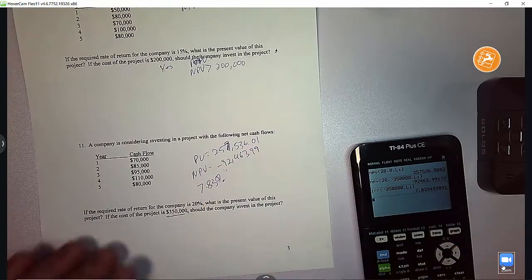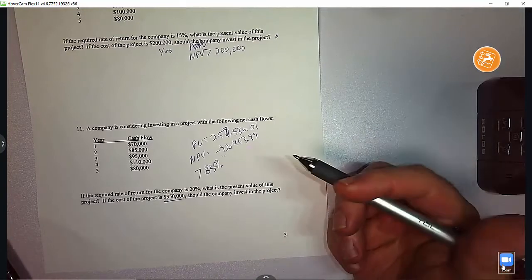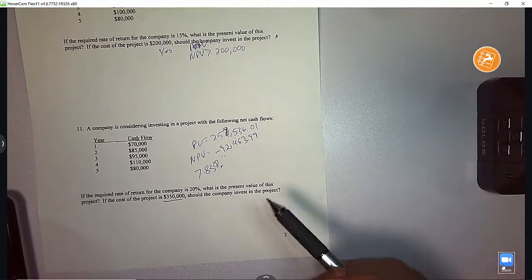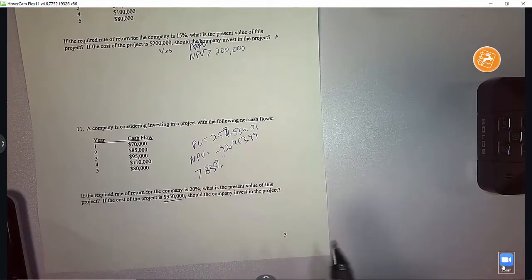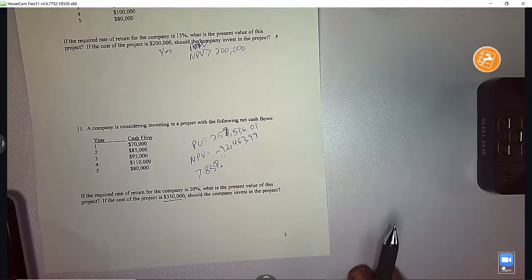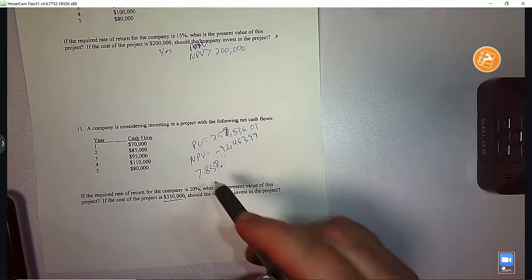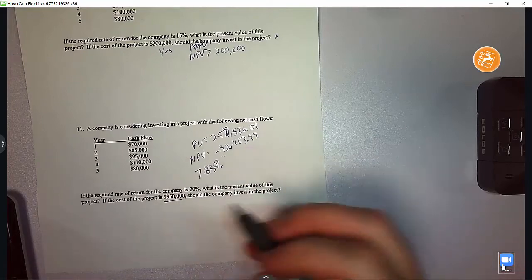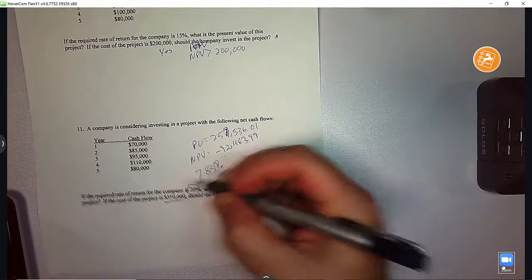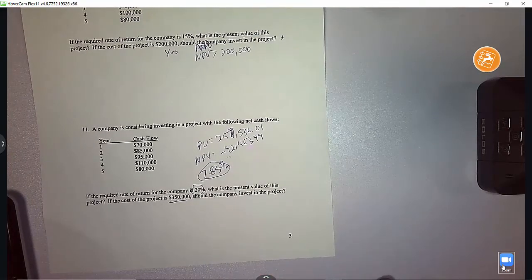So, to answer the last question, should the company invest in the project? The answer is no, for 2 reasons. And they're going to give you the same outcome either way you do this. The net present value is negative, meaning we would actually reduce the value of the company by making this investment. Also, the required rate of return is 20%, but my actual rate of return is far less than that at 7.83%.